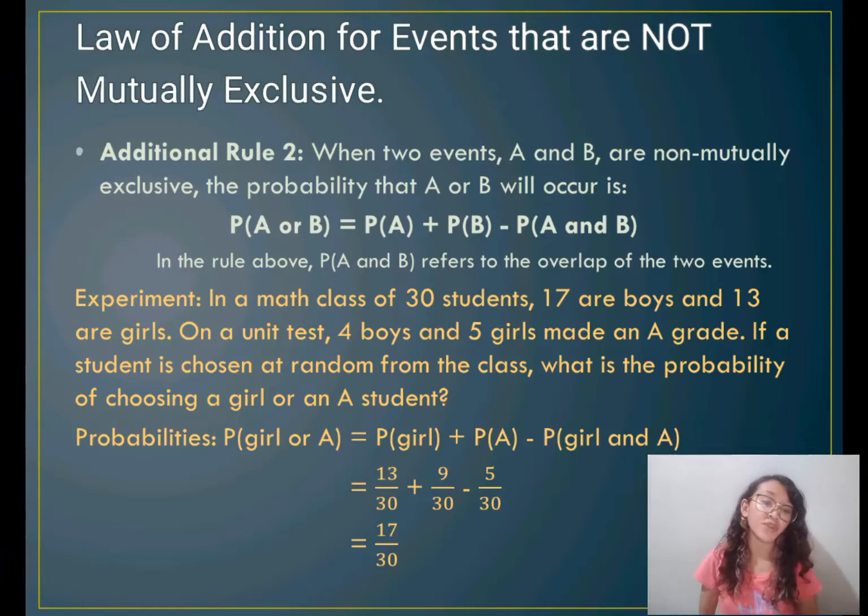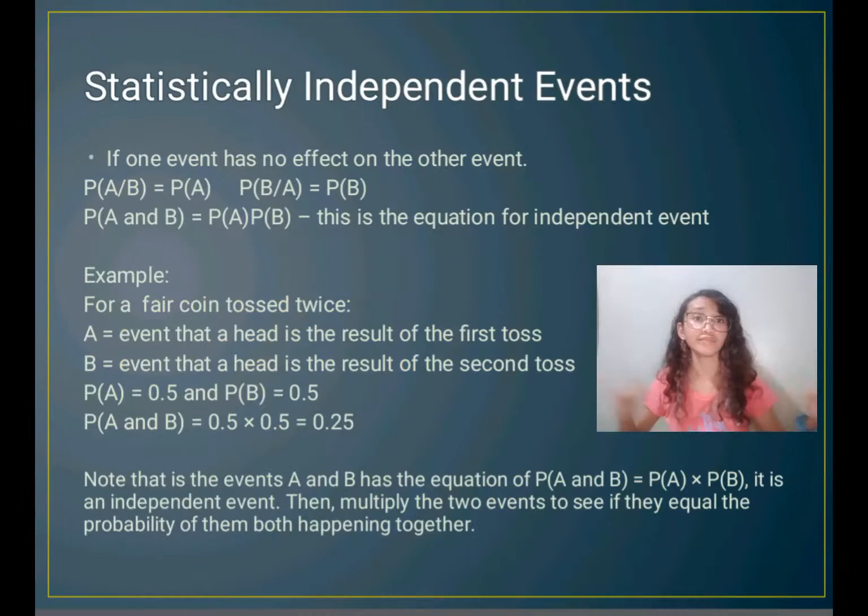That is equal to 13 out of 30 plus 9 over 30 minus 5 over 30. That is equal to 17 out of 30. Events may be either independent or dependent. When they are independent, the occurrence of one event has no effect on the probability of occurrence of the second event.